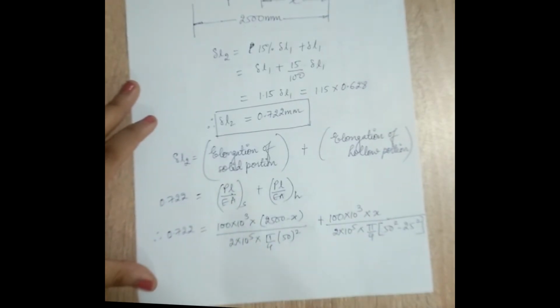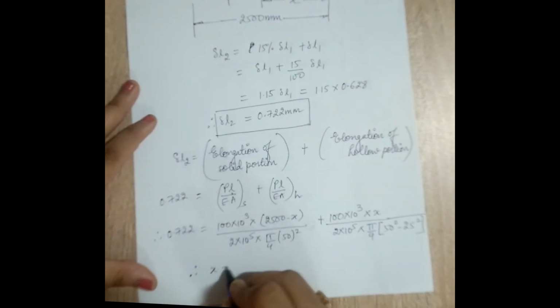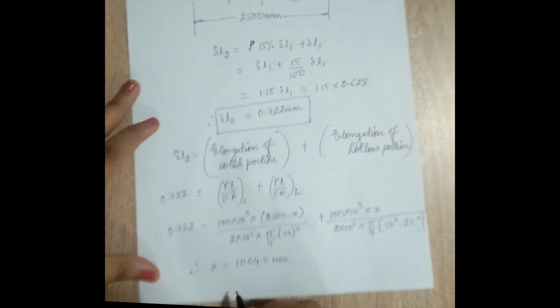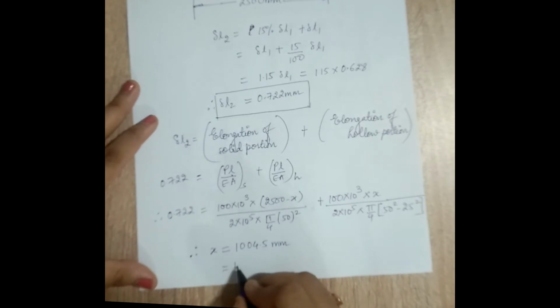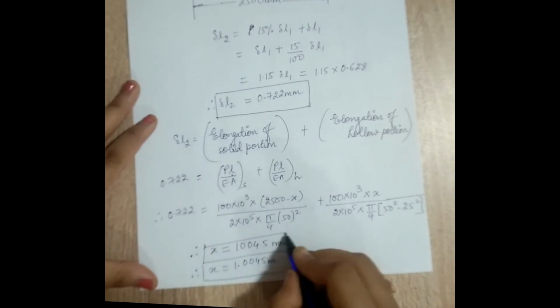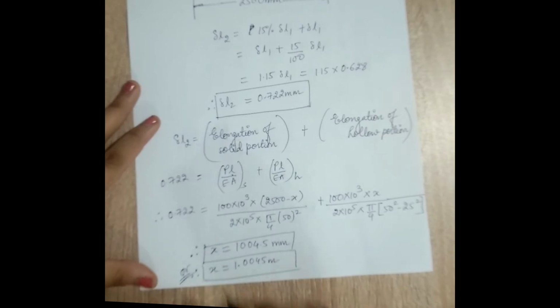If you observe, the only unknown is x. When I substitute in my calculator, I'll get the value of x as 1004.5 mm, or I can say it is equal to 1.0045 meter. This is the value of x. Obviously, this is also the value of x, so you can use any one of the two.